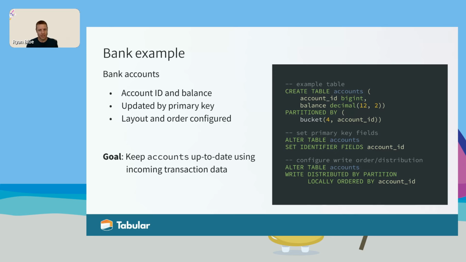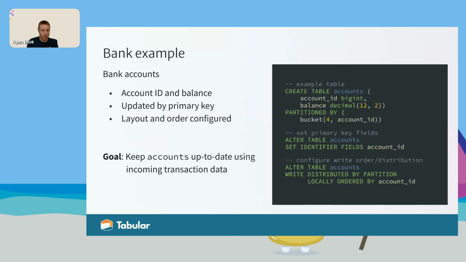We have this table accounts that has the exact same structure as the original source table, but then we can add on things like specifically bucketing or partitioning the table so that it is easy to update. We can also set the primary field keys, like account ID in this case, and we can also change the layout and the ordering so that things are clustered for better performance later on.